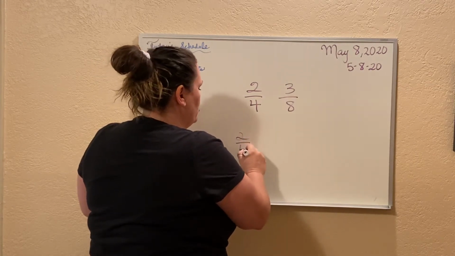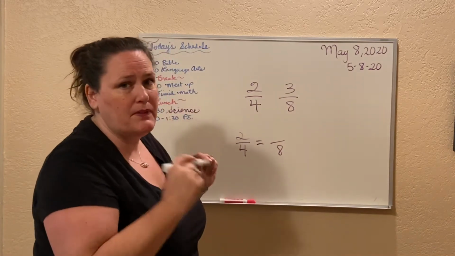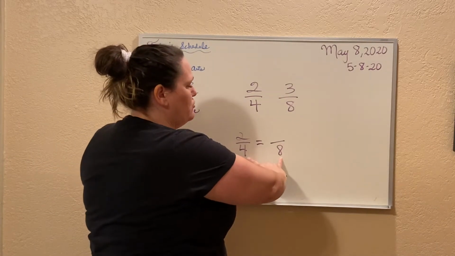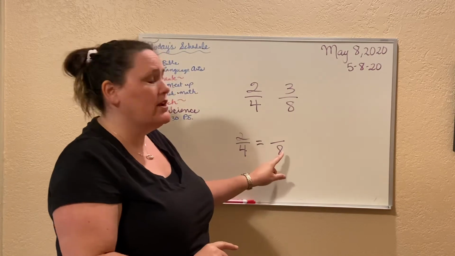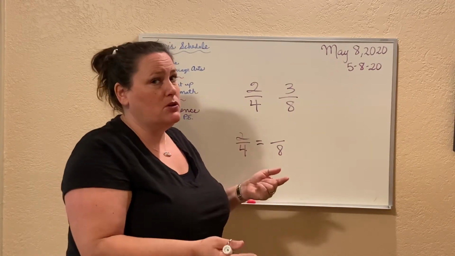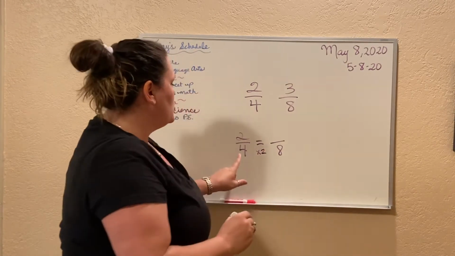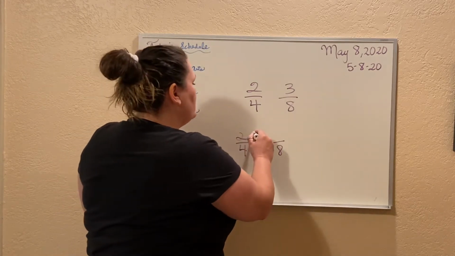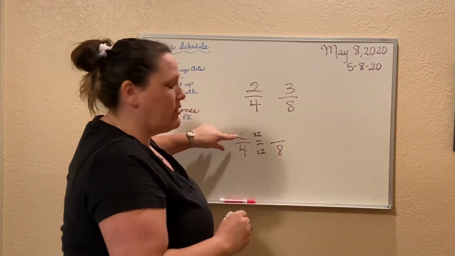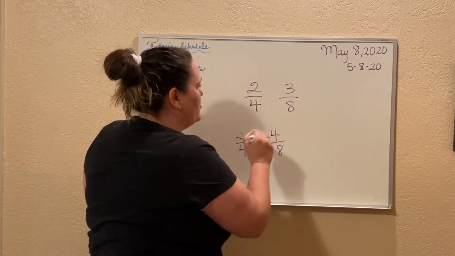So we go 2/4 equals how many eighths? And I tell them to look at these two numbers. What's the relationship? What happens from 4 to get to 8? Is it multiply or divide? It's going to be multiply. So if we did 4 times 2 equals 8, then we have to do the same thing with our numerator. So 2 times 2 equals 4.